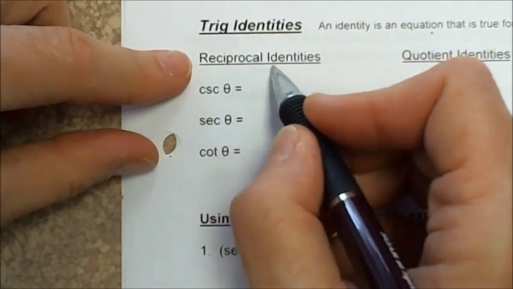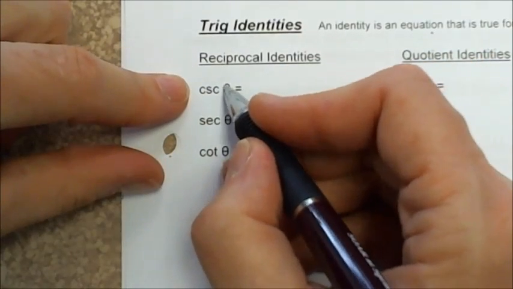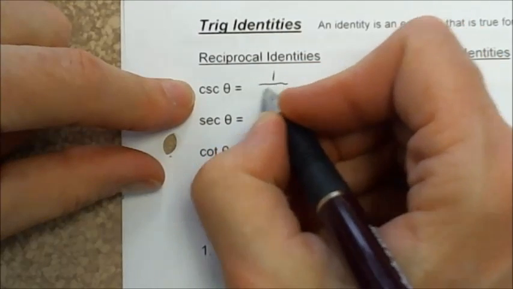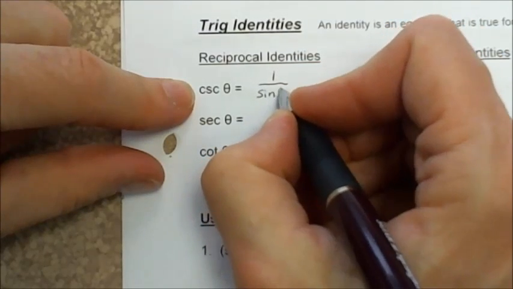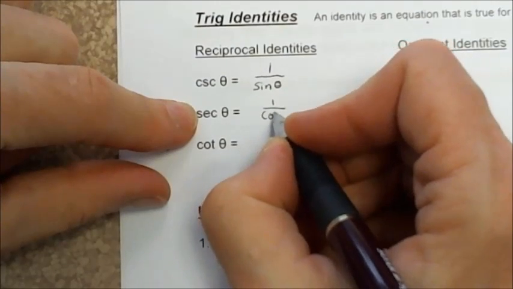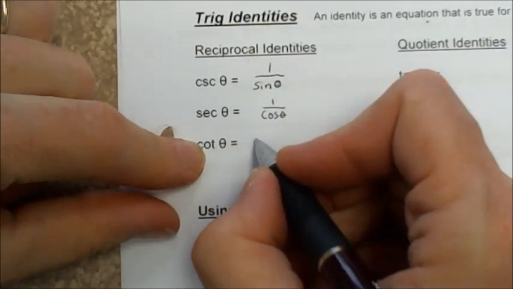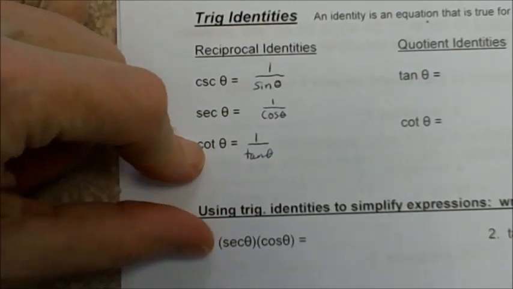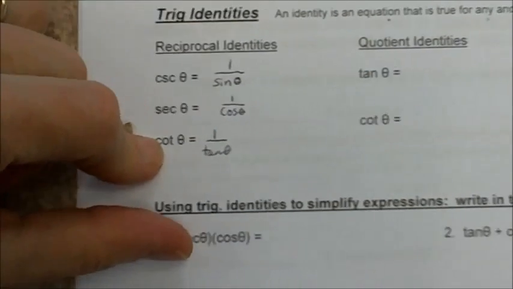We have something called reciprocal identities. So no matter what the value of theta is, the cosecant is always equal to 1 over the sine of theta. The secant is always equal to 1 over the cosine of theta. The cotangent is always equal to 1 over the tangent of theta. Those are things that we already know.